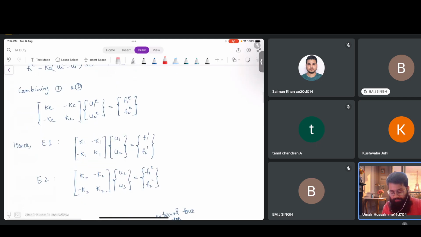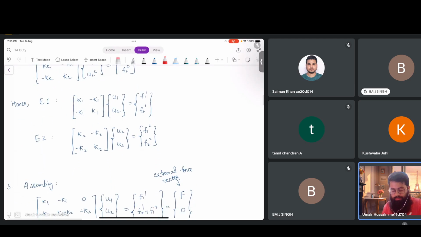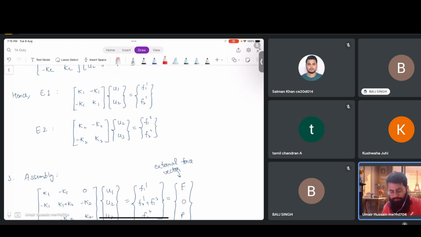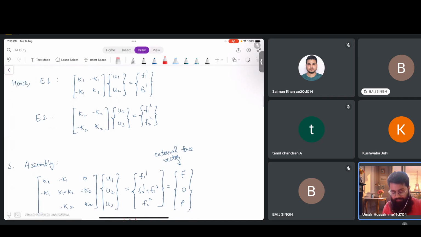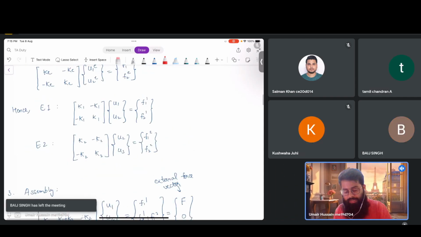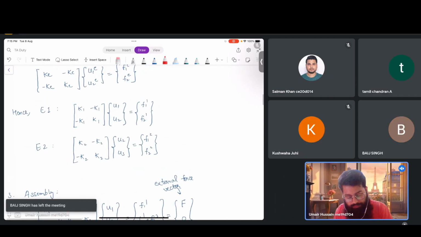Similarly, we can do the same thing for the second element. For each element we'll get two equations, and when we combine them, we have two elements connected at this one single node. Here we have a connection.